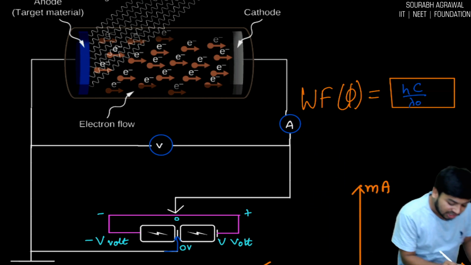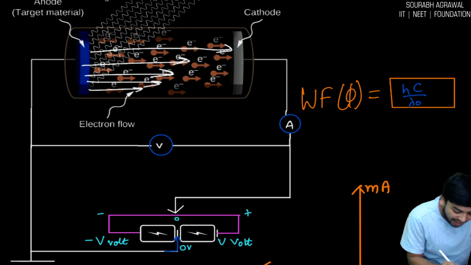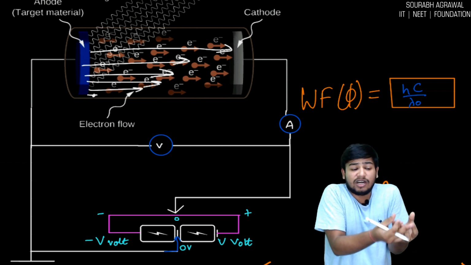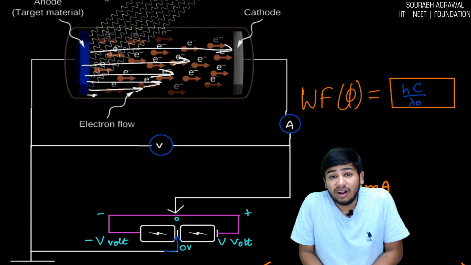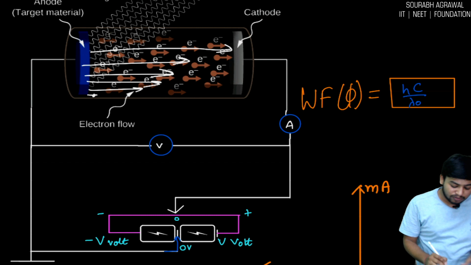Some can only reach till here, some can reach till there, some can reach till here, and even some can only stop there, having zero kinetic energy. If zero kinetic energy, then they will stop there only. Are you getting my point? Now what will happen, and this type of arrangement is done.